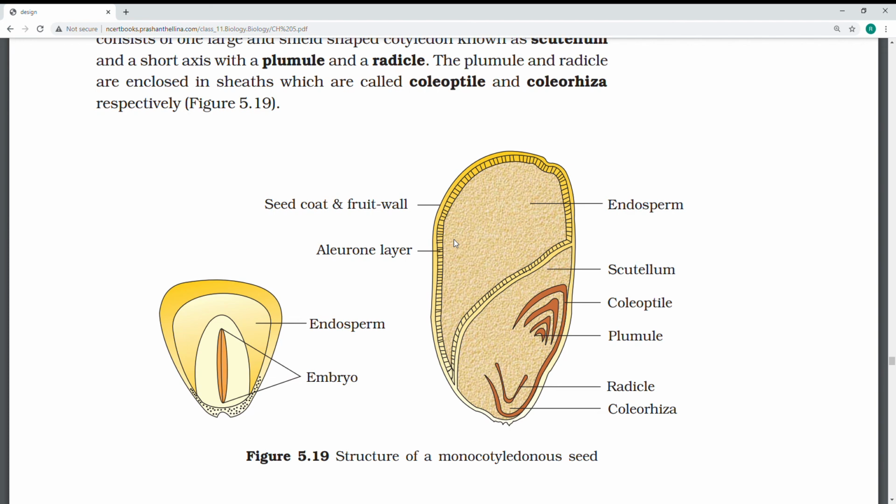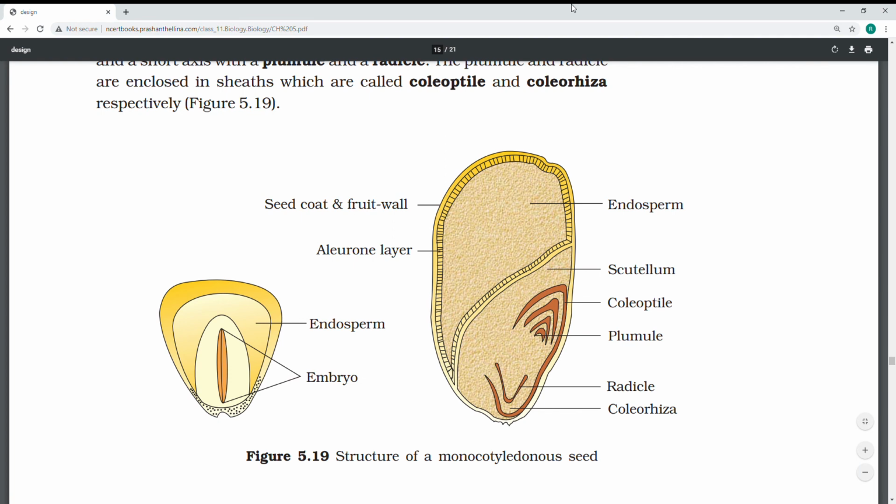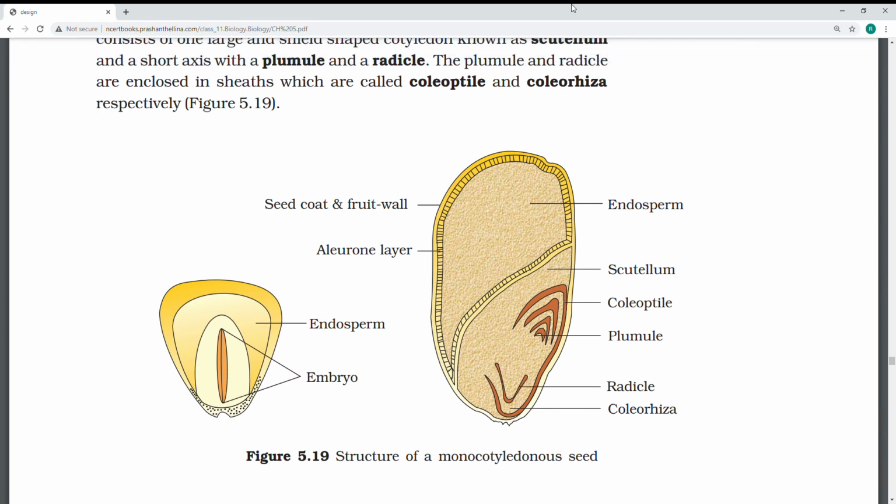Even in this lesson completely, the next class will be only on the floral diagram, how to write the floral diagram and floral formula. Thank you. Hope you understood this lesson.